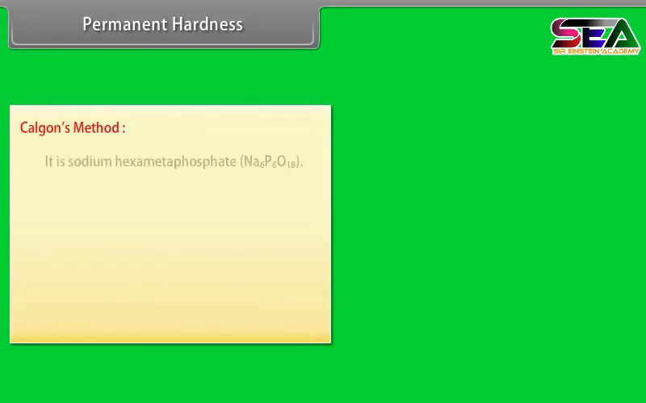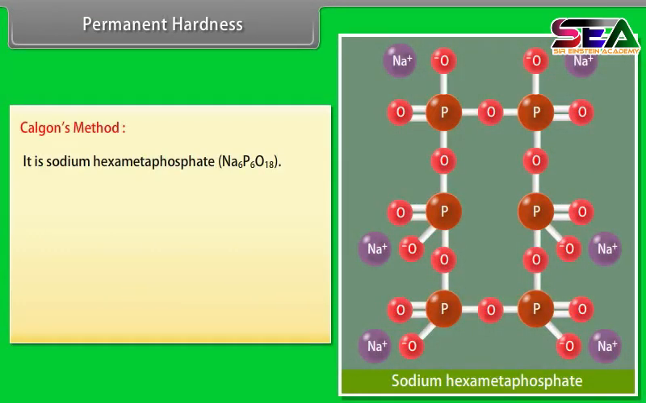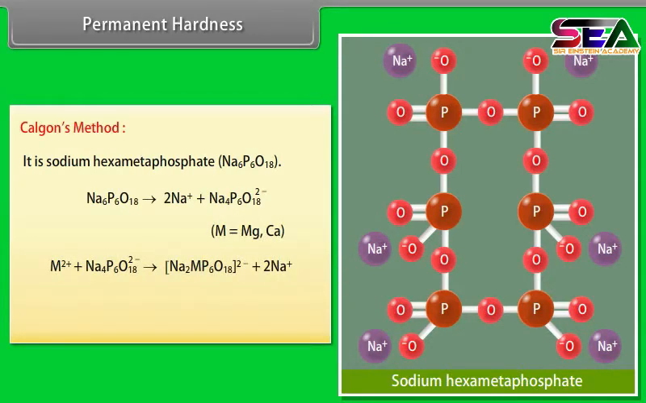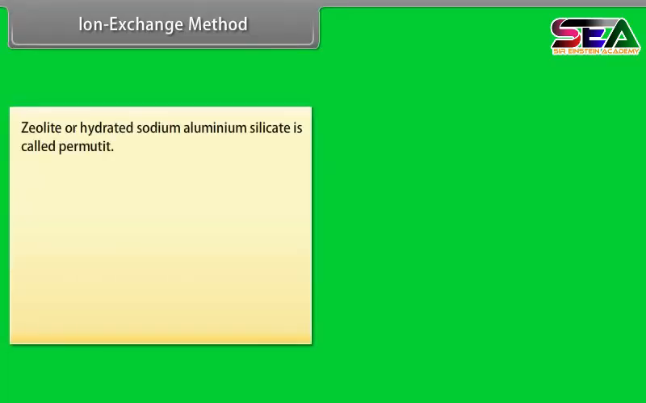Calgon's method. It is sodium hexametaphosphate. The complex anion keeps the Mg2+ and Ca2+ ions in solution. Ion exchange method. Zeolite or hydrated sodium aluminium silicate is called permutit. NaAlSiO4·3H₂O is used to remove Ca2+ and Mg2+.